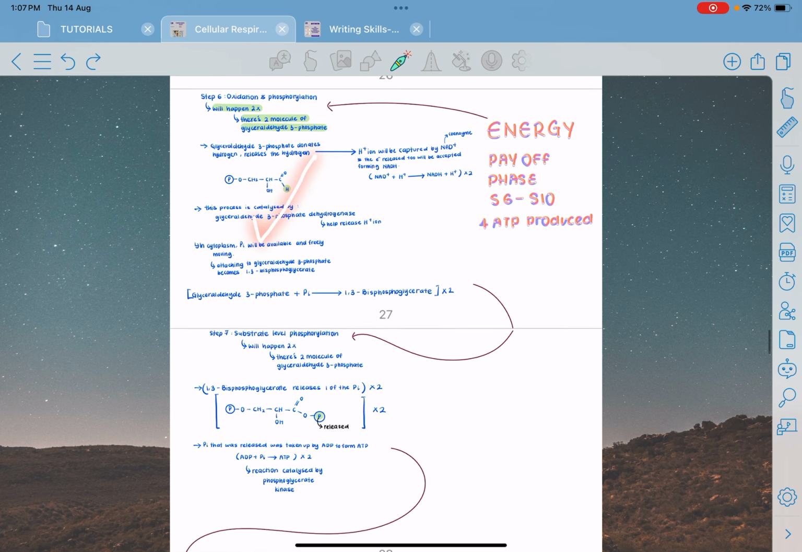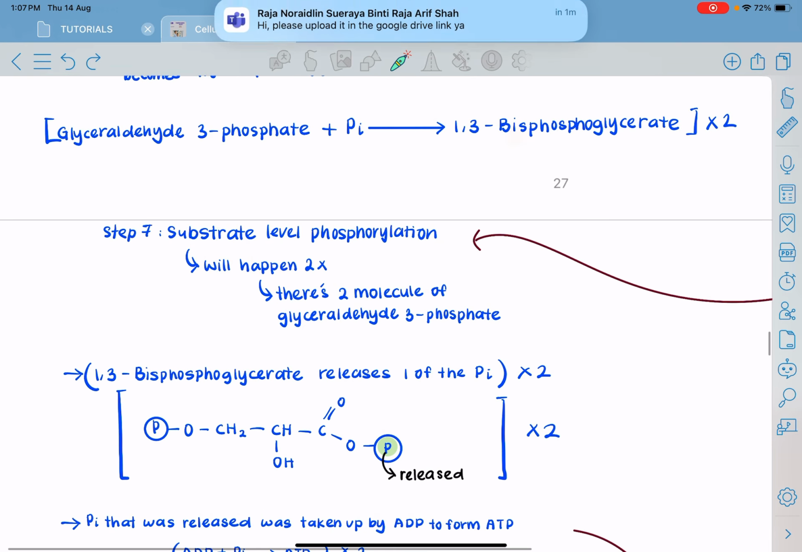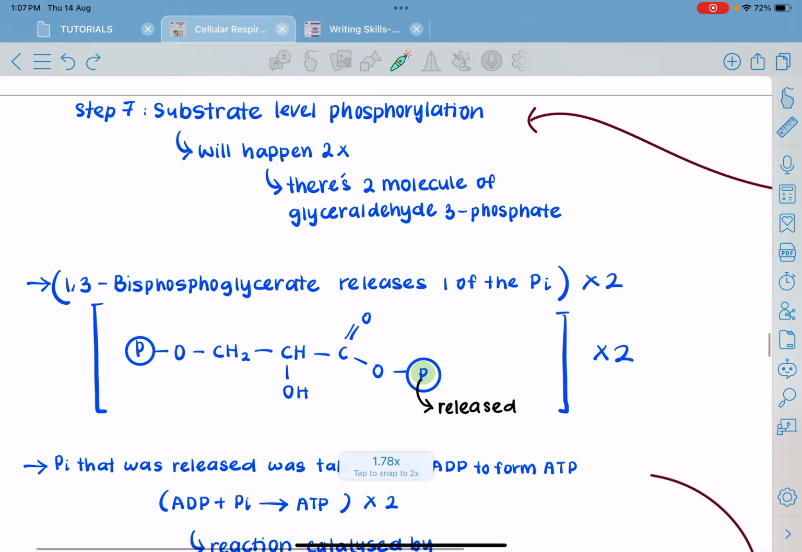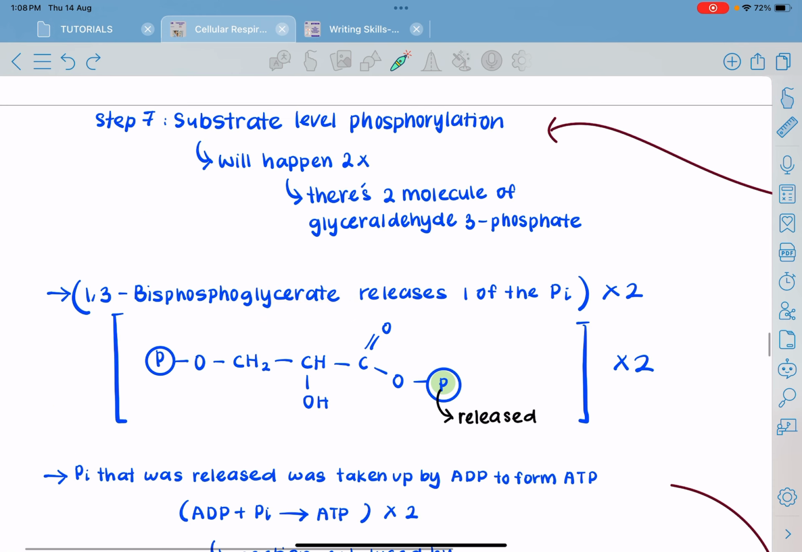Okay, step 6 gone. Go to step 7. Substrate level phosphorylation, like I said. I don't want to repeat this one. We start with this one. 1,3-biphosphoglyceraldehyde, 1,3-biphosphoglycerate, doesn't matter. But this one releases one of the Pi. This one has 2 phosphates, so I release here. It can also release here, doesn't matter actually, whichever, but release here.